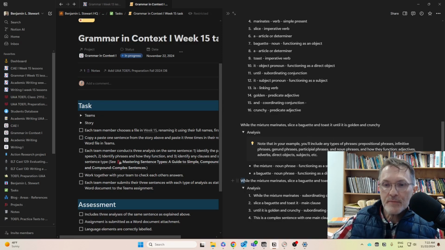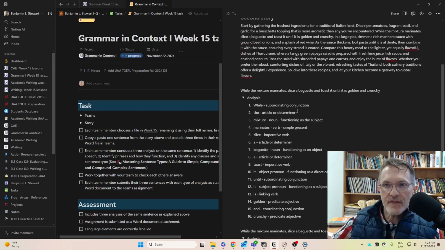Then I'll copy again the same sentence, conduct another analysis, this time at the level of the clause. So here we want to identify the types of clauses and then the type of sentences depending on how many clauses there are. So here in this case, I have identified a subordinating clause. I've identified the main clause, and then the sentence concludes with a second subordinating clause. So again, I've indicated what the clause is and what type it is, and then I've included the type of sentence it is here at the bottom.